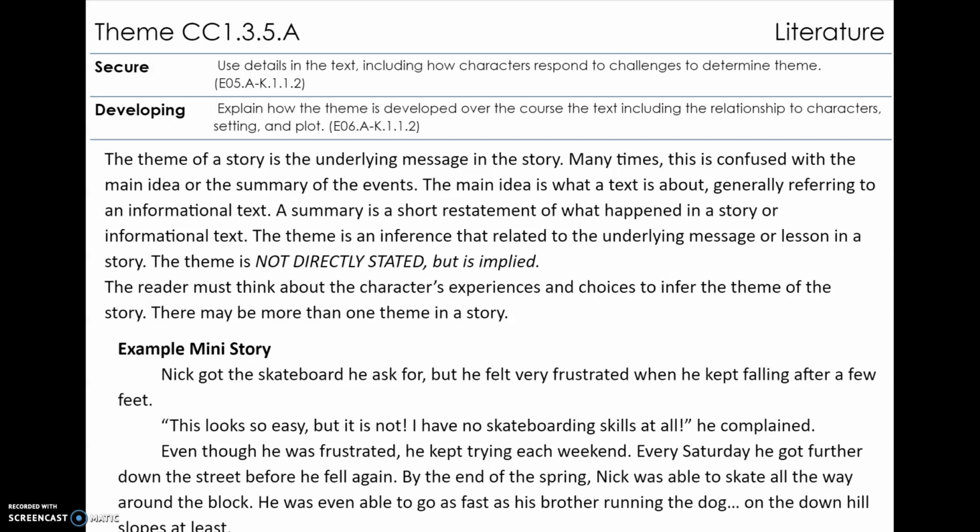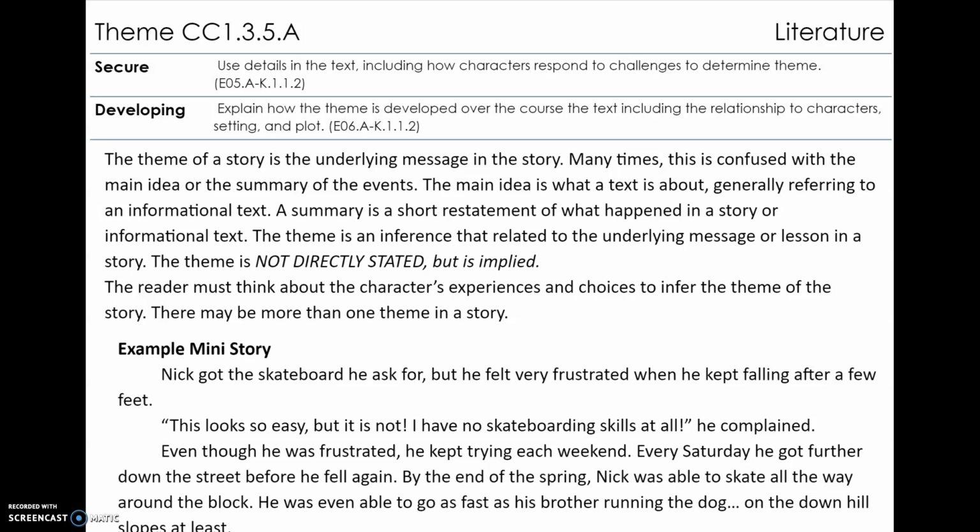The theme of the story is the underlying message in the story. Many times it is confused with the main idea or the summary of events. Main idea is what the text is about, generally referring to an informational text. A summary is a short restatement of what has happened in a story or informational text. The theme is an inference that is related to the underlying message or a lesson in a story.